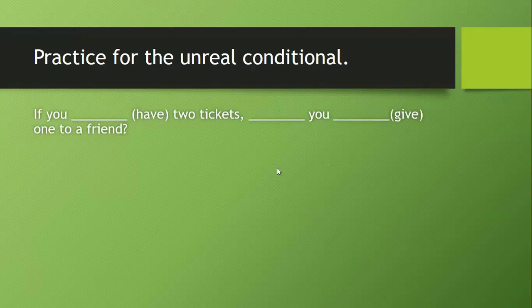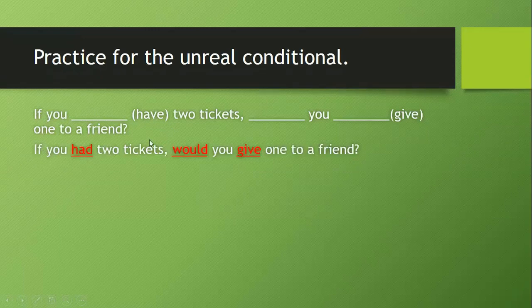No, gave, we don't have to use gave. Why? Because would, and after would we have the verb in the normal form, give. Would you give one to a friend? In this case we don't change give to the past. Why? Because the verb that needs to be changed is the verb that is close to the if, right? Then let's see. If you had two tickets, would you give one to a friend?